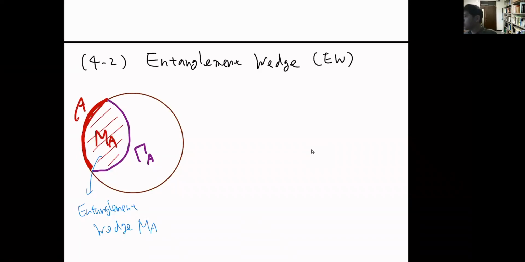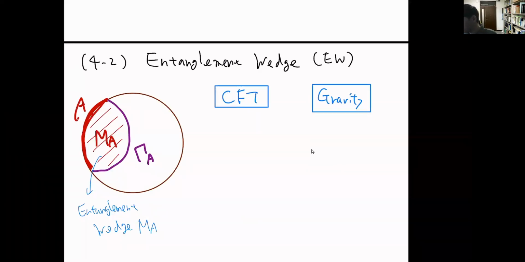Okay, and the claim is the following. We are talking about some correspondence, because AdS/CFT is a correspondence between CFT and gravity. So this is the CFT side, and this is the gravity side. We are talking about information included in region A, which means just this region, and the CFT information is actually characterized by the reduced density matrix.